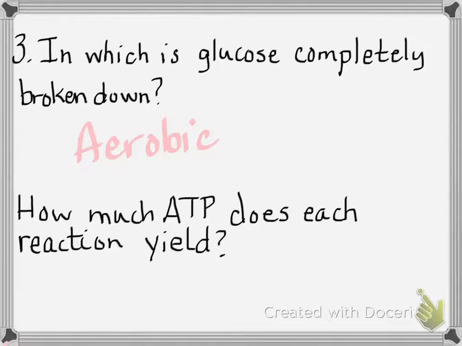In which is glucose completely broken down? Aerobic cellular respiration. And how you can tell is because you get the most energy out of the glucose. You've chopped it up and harvested all the bond energy out of it. Everybody knows the answer to the second part of number 3. How much ATP does each reaction yield? 38 for aerobic, 2 for anaerobic. I promised to ask you that question.